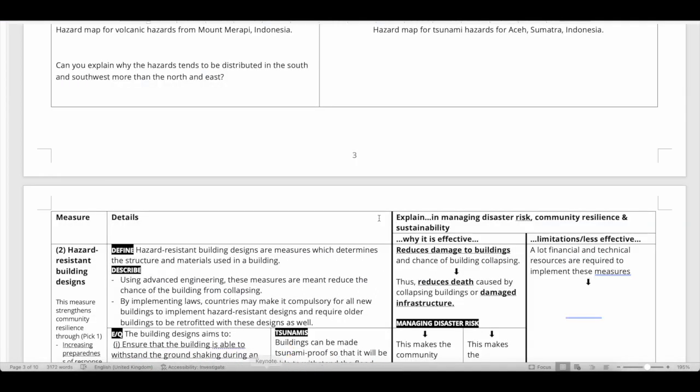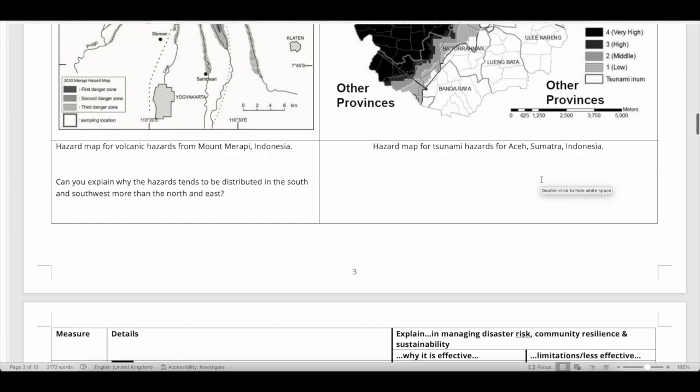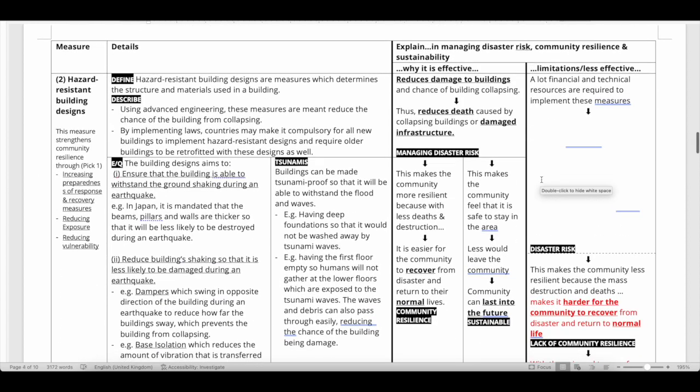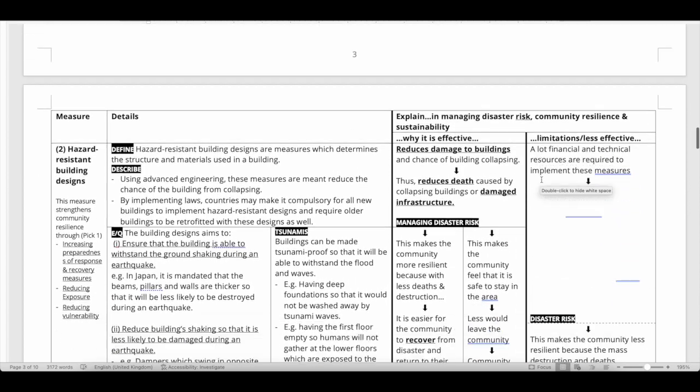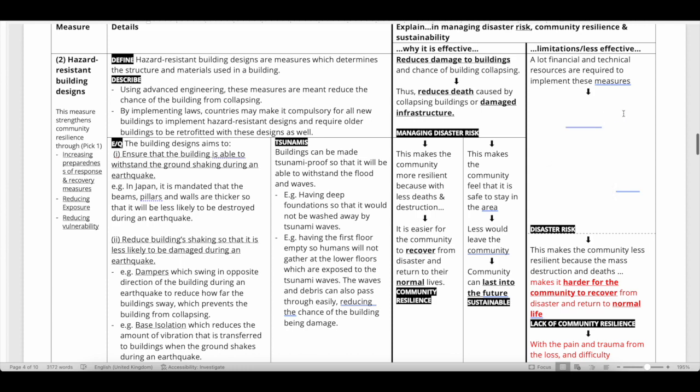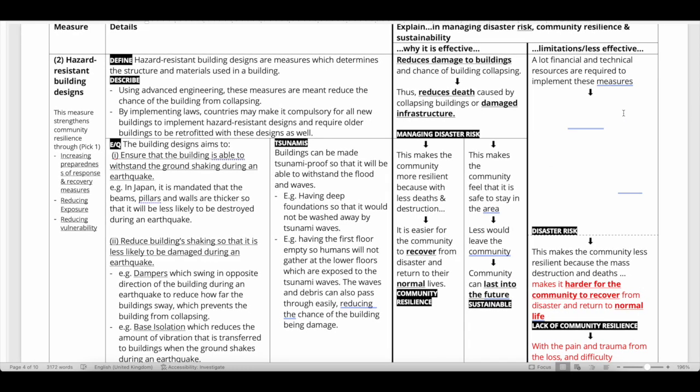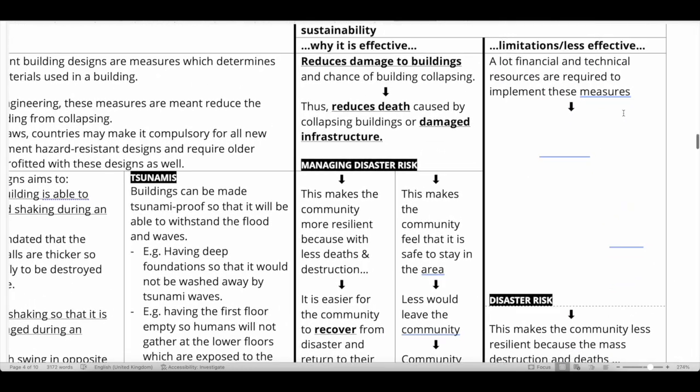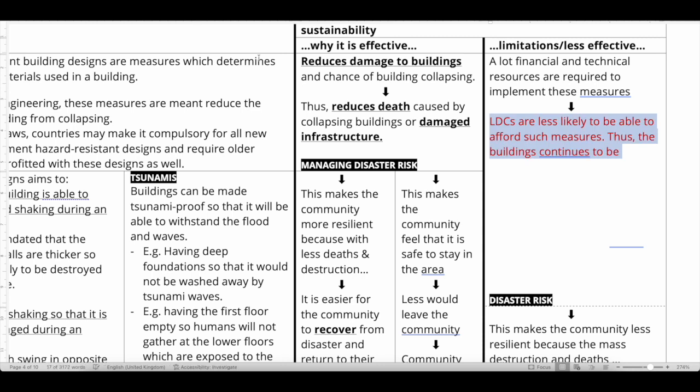All right, so let's take a look at why it is not so effective. First one, hazard resistant designs. We're looking at page 4. Why is it not so effective? Well, to implement this, you need a lot of resources. You need a lot of financial resources to build all these measures, and you need a lot of technical expertise to know how to build these things and manage these things. So the main problem is that communities, especially LDCs, are less able to afford it.